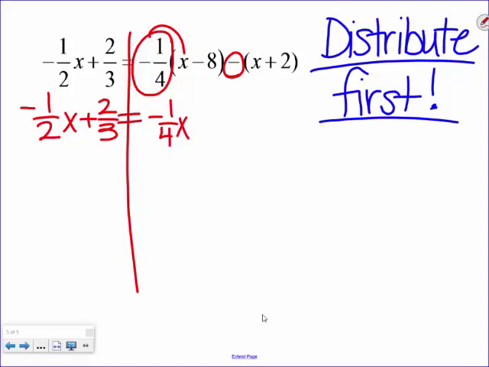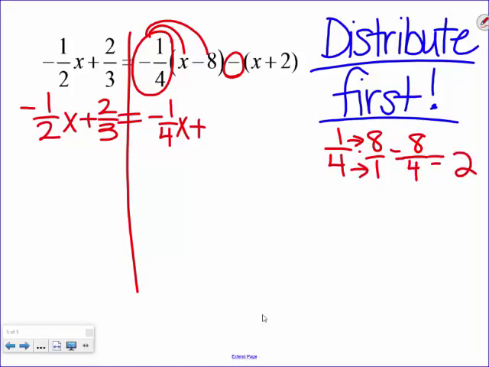Thought so. Okay, what am I going to do now? Multiply negative 1/4 by negative 8. What's a negative times a negative? Positive. And if you need to see it, 1/4 times 8 over 1. 1 times 8 is 8. 4 times 1 is 4. 8 divided by 4 is 2. If you could do it in your head, that's totally fine.